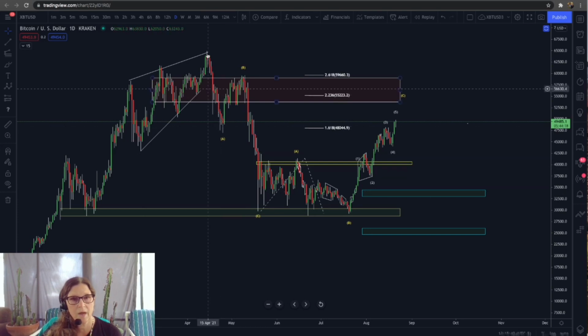So the other count I have is that we have an A, a B, and a C to the downside. We've got a 3-wave move here for an A. Then we have a 3-wave move for a B. And now we're creating a 5-wave move for a C. Most likely, the C is very close to being done, or we're coming up here to this 2.236. And it'll be done then.